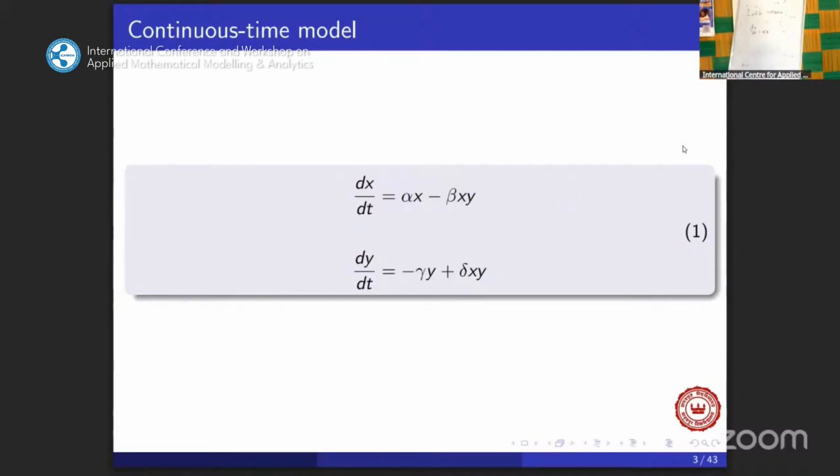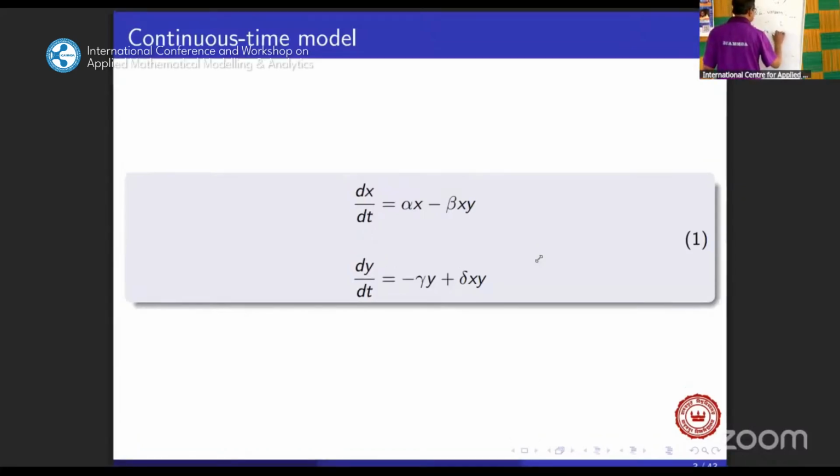Birds here predate the fish, and that population is called the predator, dy/dt. What will happen? The growth rate of the fish population decreases, that is minus beta x y. And dy/dt is minus gamma y. They consume the prey at the rate delta x y.